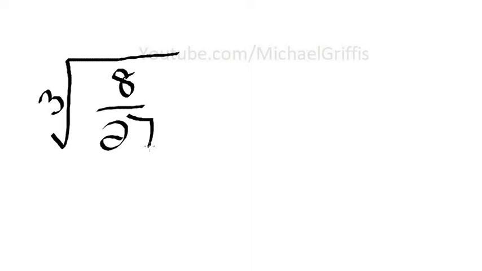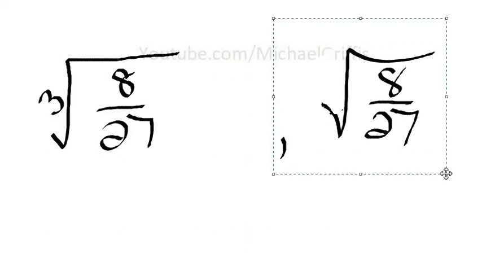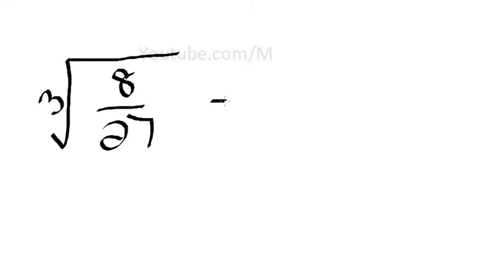This one reads the cube root of 8 over 27. Now, if I said the square root of 8 over 27, what's not written here is a 2. You see that? There's not a 2 written. So if it's a square root, we just don't write the 2. We neglect to write that 2. The 2 is invisible, but there's assumed to be a 2 there. So let's keep that in mind. Let's go ahead and remove that and get back to this problem.